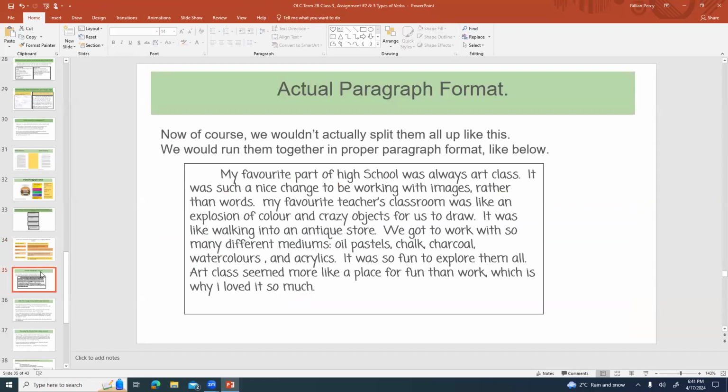Actual paragraph format. Now, of course, we wouldn't actually split them all up like this. We would run them together into proper paragraph format below. I'm not going to read it all over again, but you can see that's how we would see a paragraph, right? Not in a list.